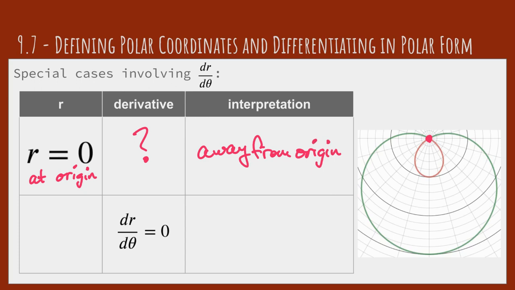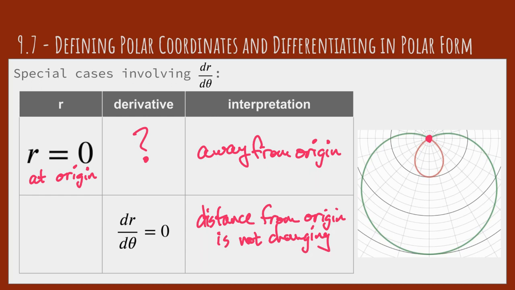Okay, the other one is if dr d theta is 0, that means that r is neither increasing nor decreasing. So if r is not getting bigger nor is it getting smaller, then distance from origin is not changing, or we could say constant. Now, to be clear, this could be happening at a moment, and a moment later, dr d theta is some other non-zero value. But at the moment where dr d theta is 0, it's neither getting closer to the origin nor is it getting further from the origin.